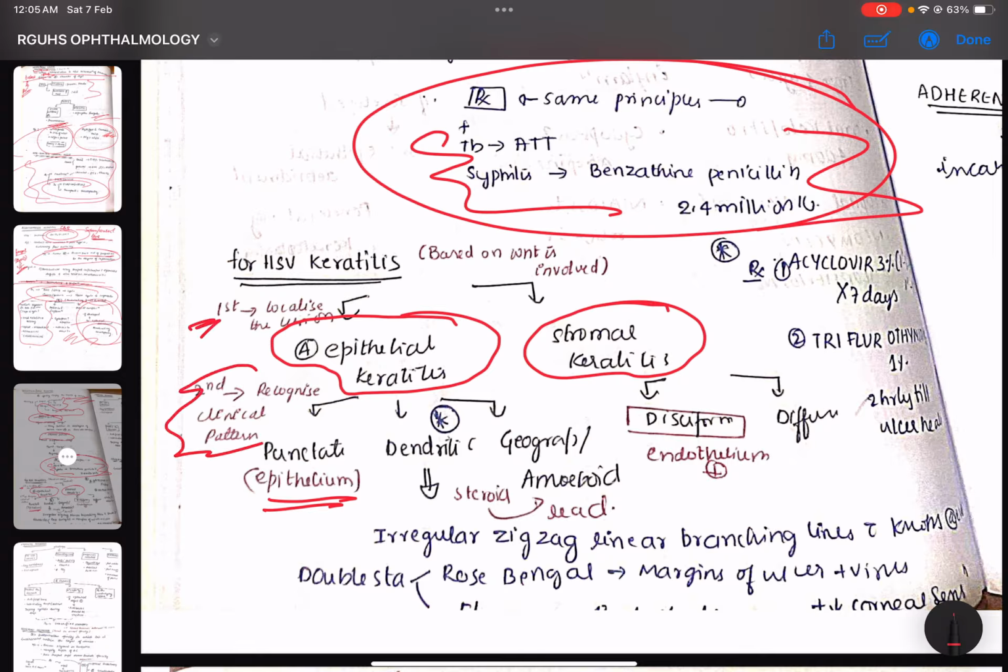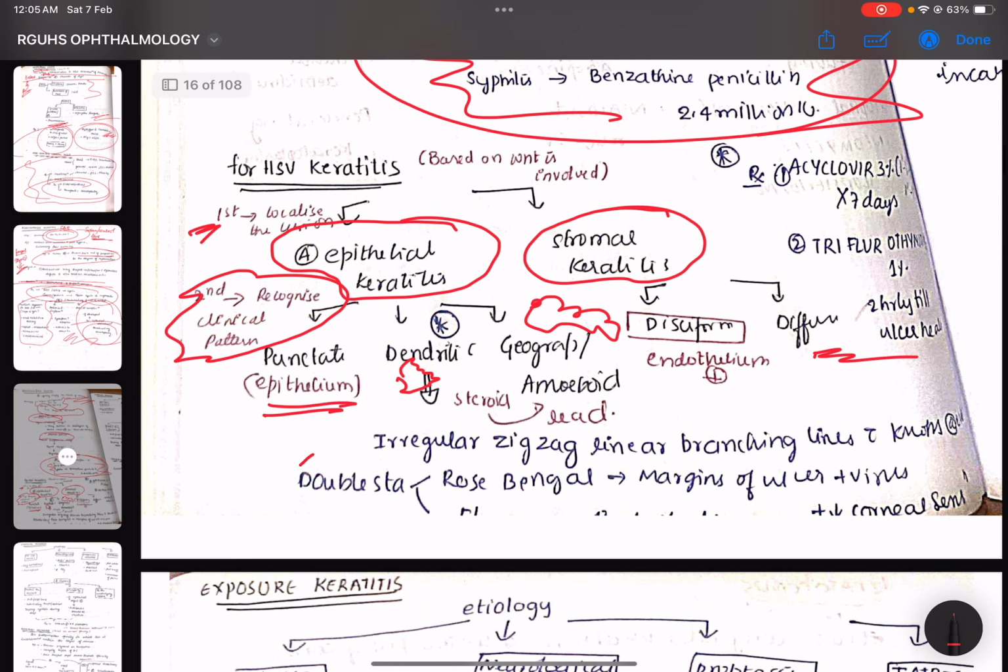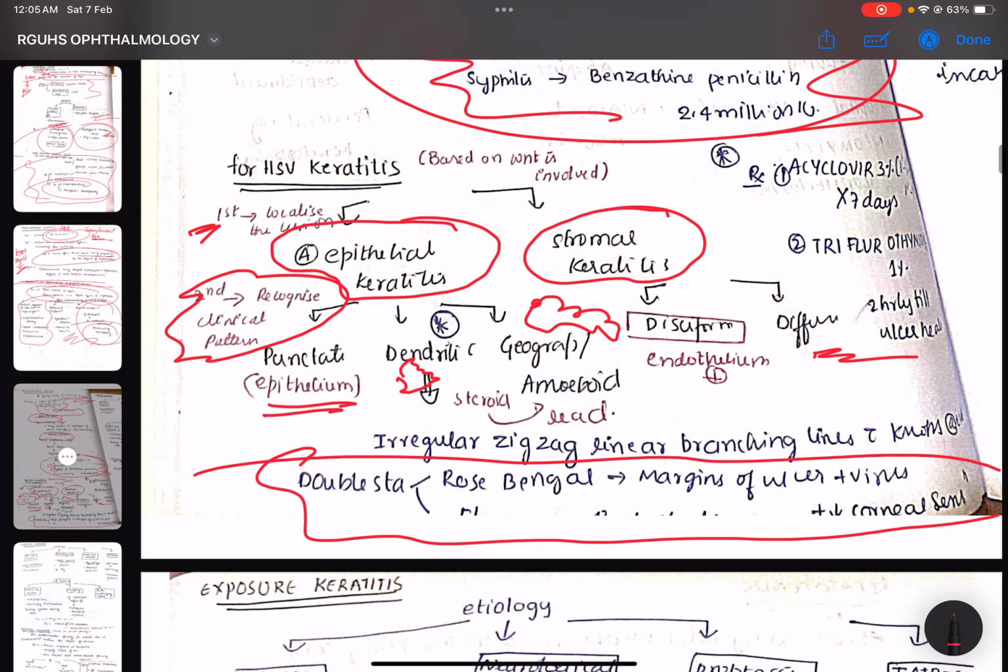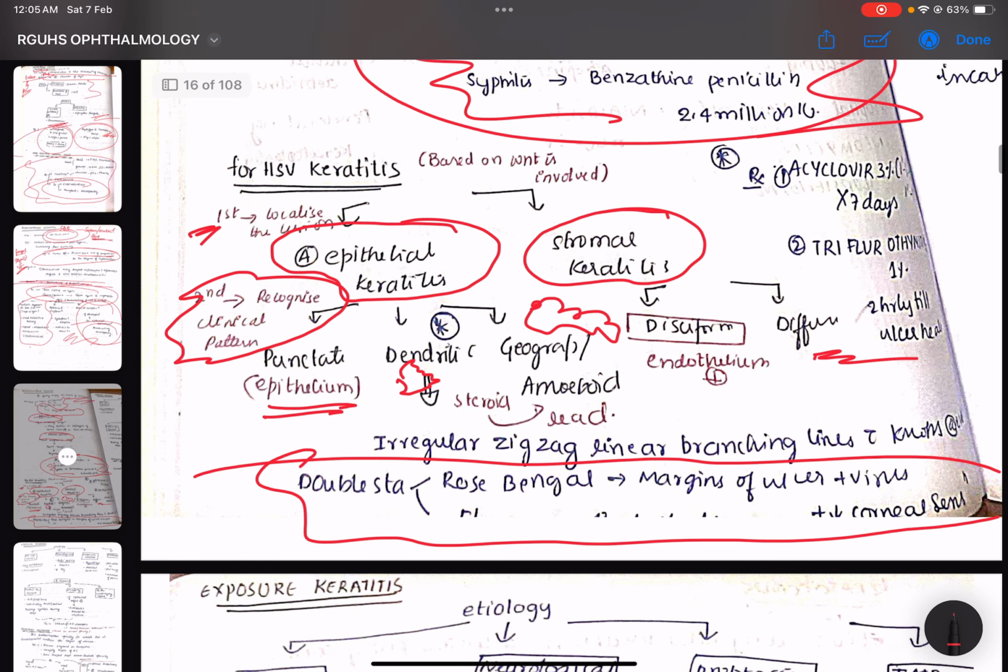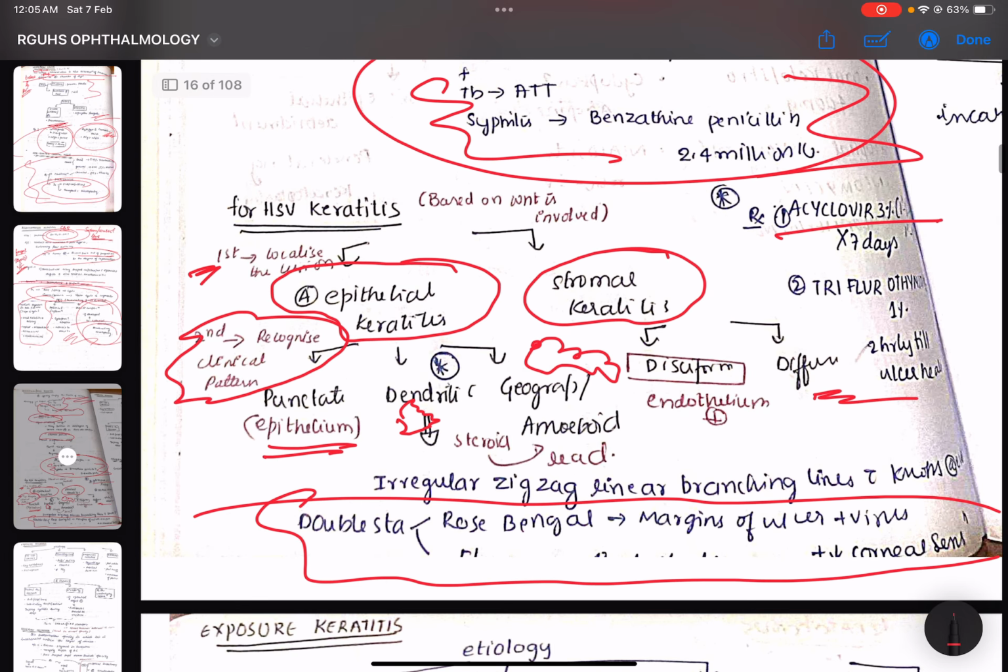Second, recognize the clinical pattern. If it's dendritic, then you have one more thing. Then if it's amoeboid, then it's the third part. Again, stromal can be either diffuse or disciform. So again, these are the stainings which you do, rose Bengal stain and all those things. And what is the treatment? Obviously, acyclovir, and also you can give trifluorothymidine. So same viral disease protocol.